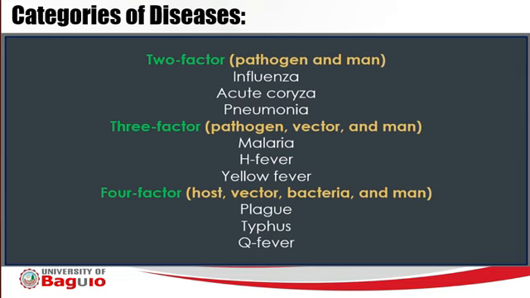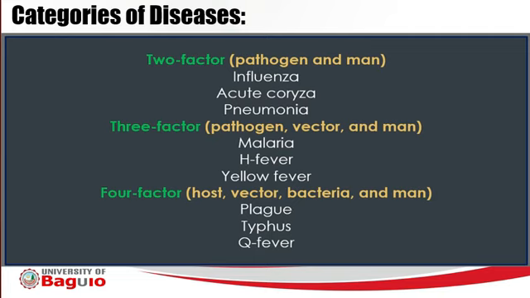And we also have a 4-factor category of diseases. So we have there the host, and it includes now the host, the vector, the bacteria, and the man. So we have their virus, bacteria, and so on. So for example, you have the plague, typhus, and then we also have the Q fever. Typhus is a disease or illness from a bacteria. Same is true with Q fever, coming from a particular virus and then bacteria.